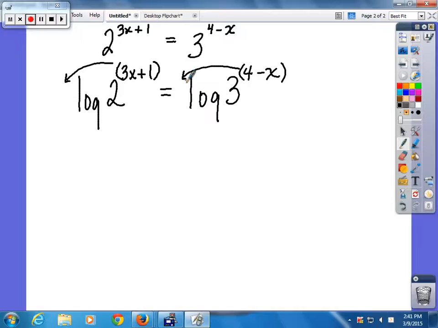Now I can tell you right now, if you have 10 problems on a logarithm test, 8 of them are going to be solving equations. So if I give you 20, that means 16 of them are going to be solving equations. So you better get used to doing this.